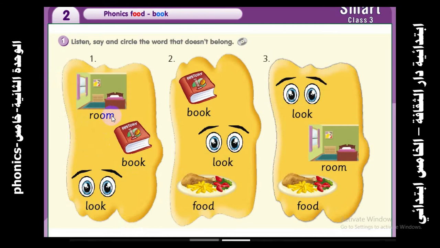As we know, room is a long O. Book, short O. Look, short O. Look is similar to book, so the different one is room. Okay. Listen and repeat before you do. Try to repeat the word before you put the circle.